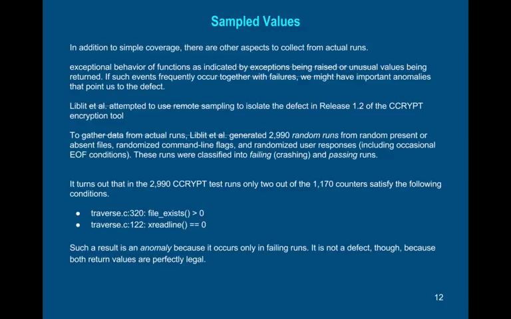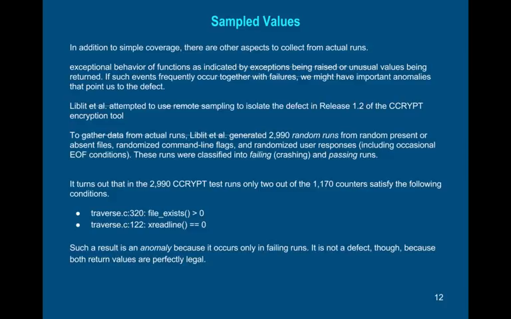Liblit et al. attempted to use remote sampling to isolate the defect in release 1.2 of the CCRYPT encryption tool. To gather data from actual runs, they generated 2,990 random runs from random present or absent files, with randomized command line flags and randomized user responses, including occasional end of file conditions.